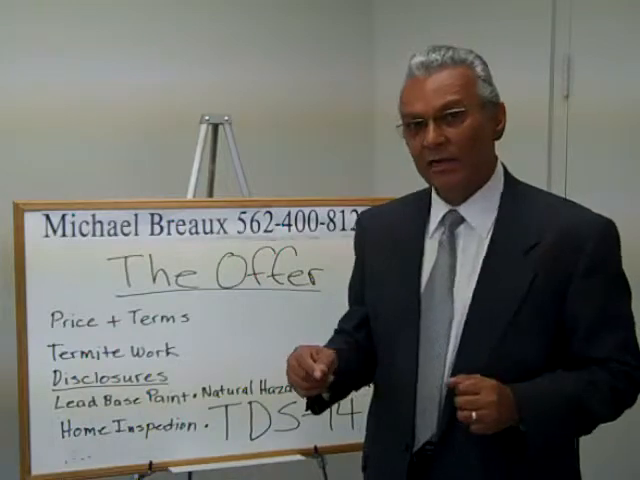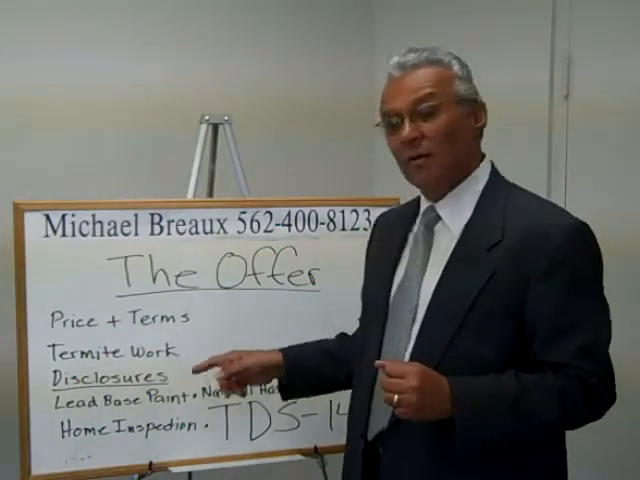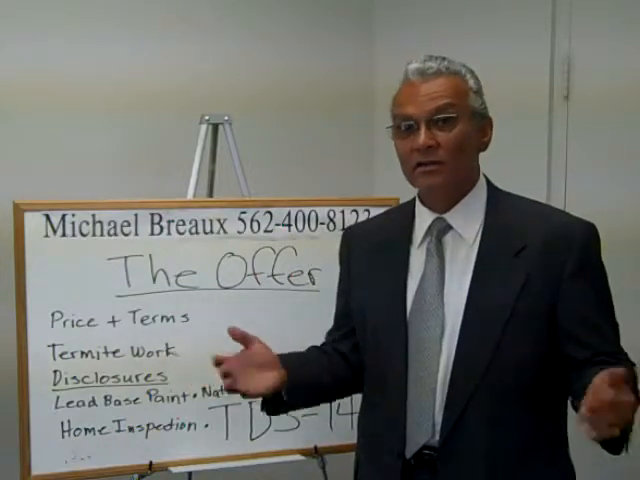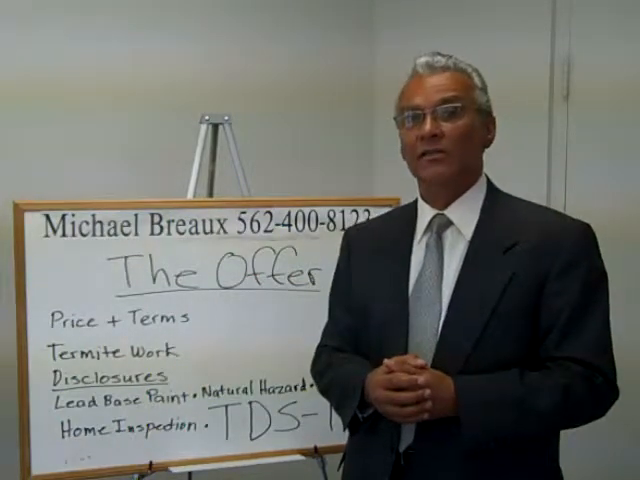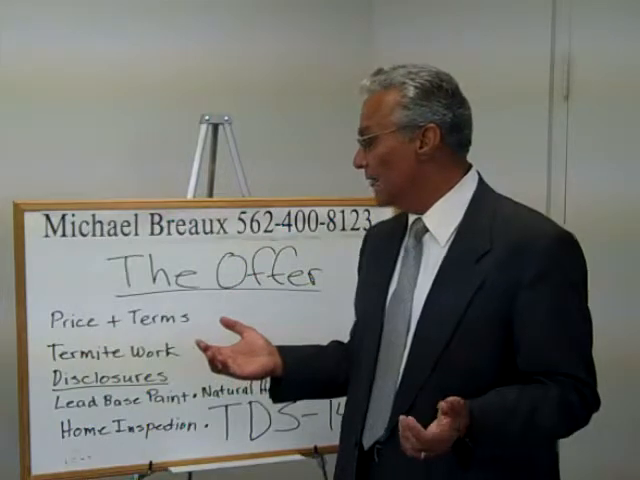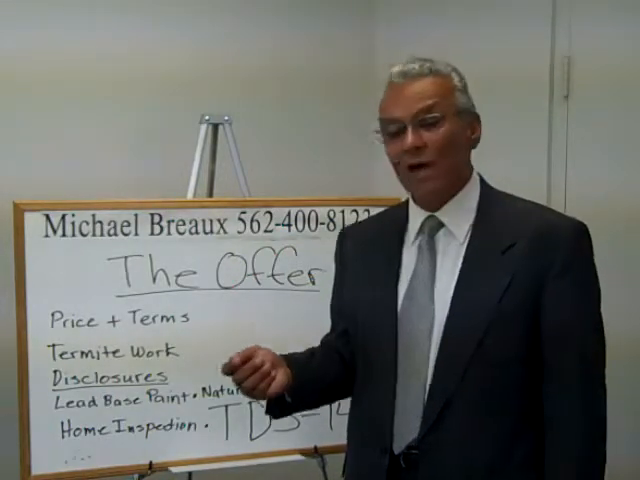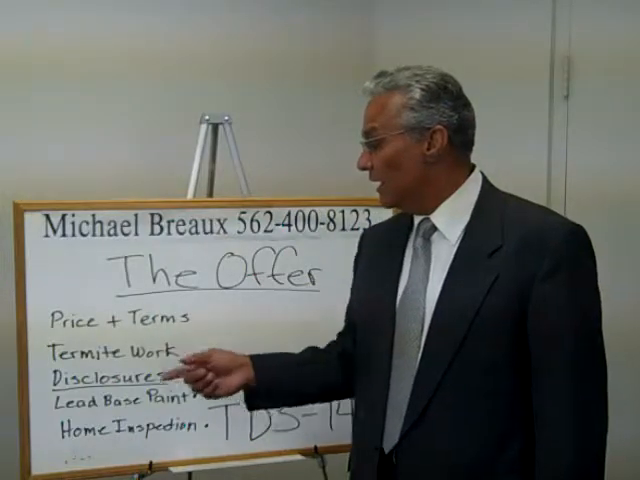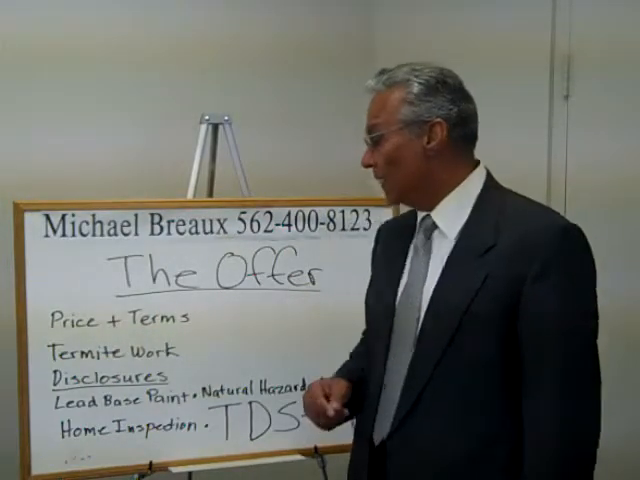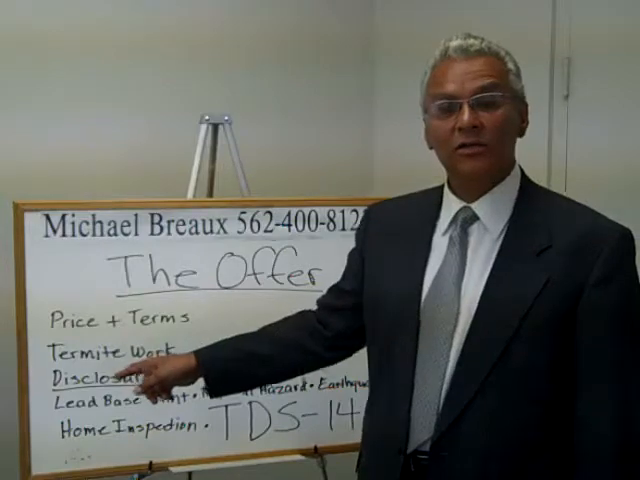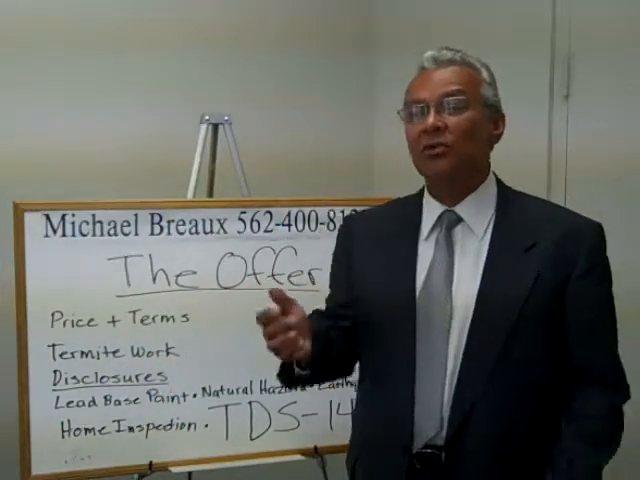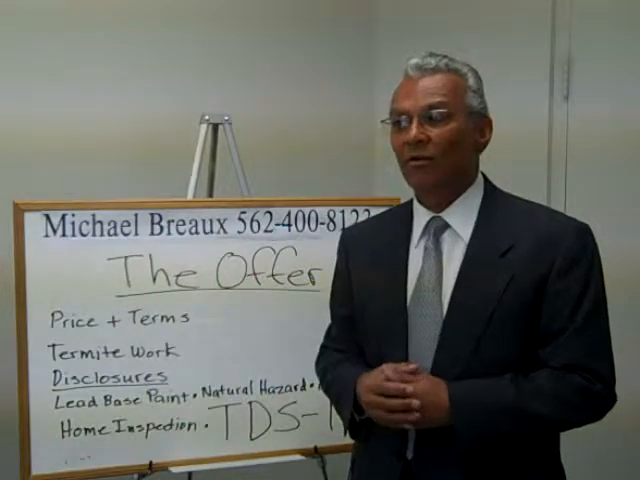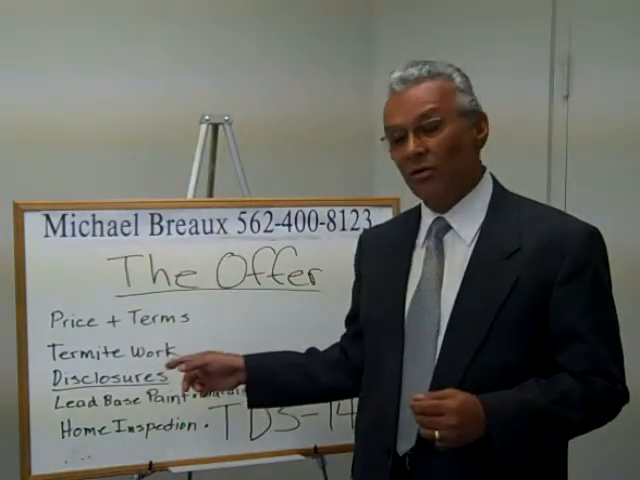In this contract, you can ask for termite work, corrective work. That's something that's not required by law. Some lenders may require it, some lenders may not require it. Okay? And if you as a buyer want the termite work, you have to request that. And therefore there's a part for that. There's also what's called disclosures. Disclosures do not necessarily predict or spell out price and terms.